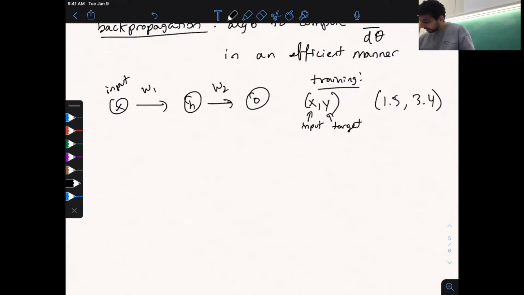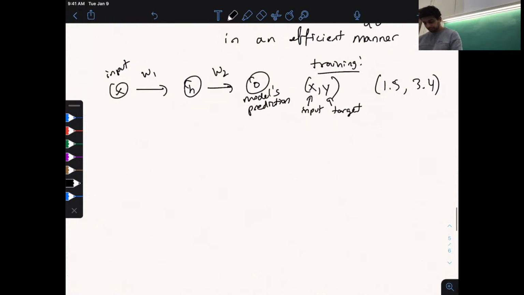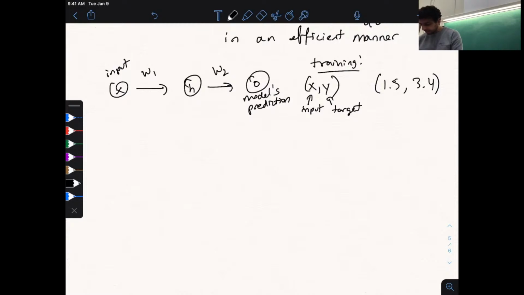Okay, and o here is the model's prediction. So we're going to compute a loss, which is a function of o and y, right? y is the target that we want to predict. o is what the model produced. My loss function is going to tell me how wrong o is, if you know that the right answer is y. All right, so let's write some equations now. We're, again, using a very simple network.